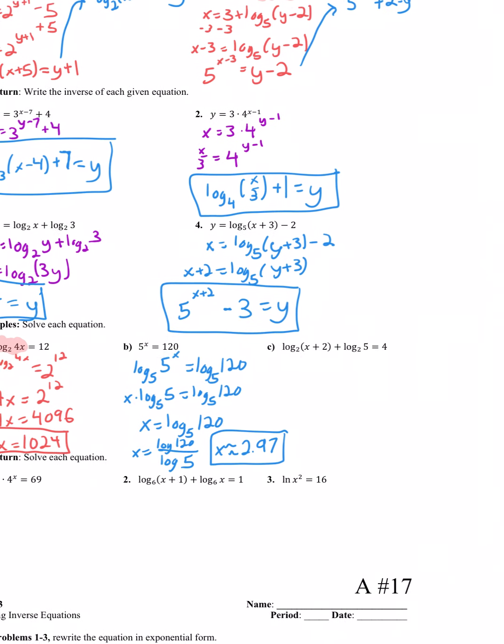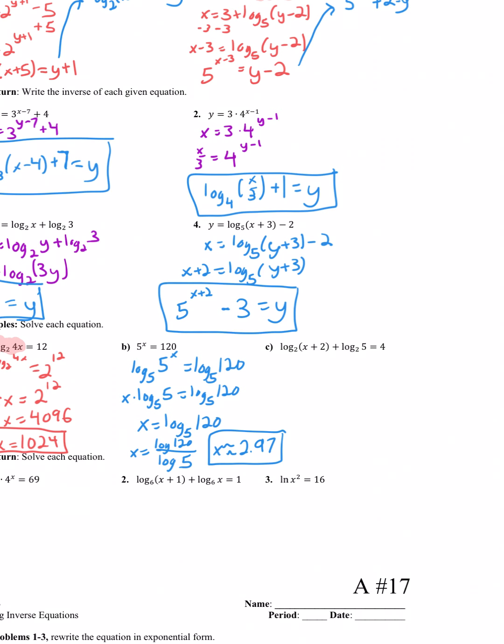And then example C, the last problem here, 2 logarithms. This is where I'd want to condense them to a single logarithm. I can say log base 2 of 5 times x plus 2 equals 4. Multiply both sides by 5, or distribute that 5, I should say, and I get 5x plus 10 equals 4. Now I can do a base 2 of both sides. And I end up getting 5x plus 10 equals 2 to the 4th.